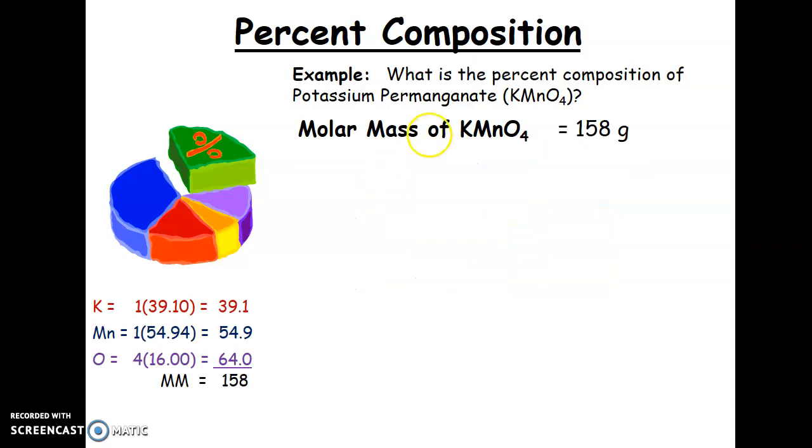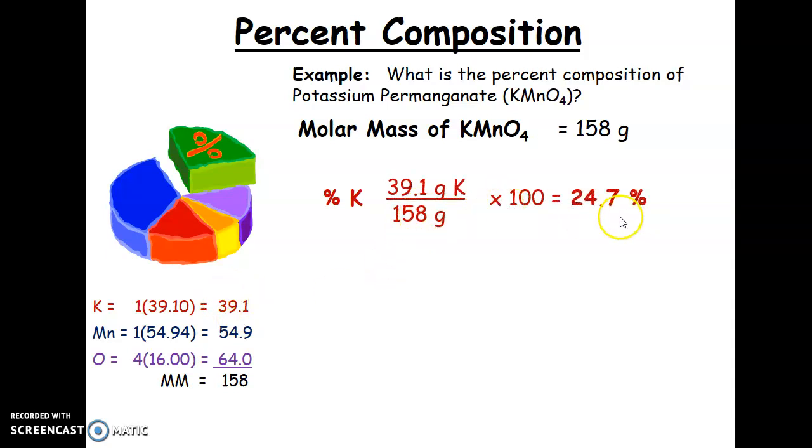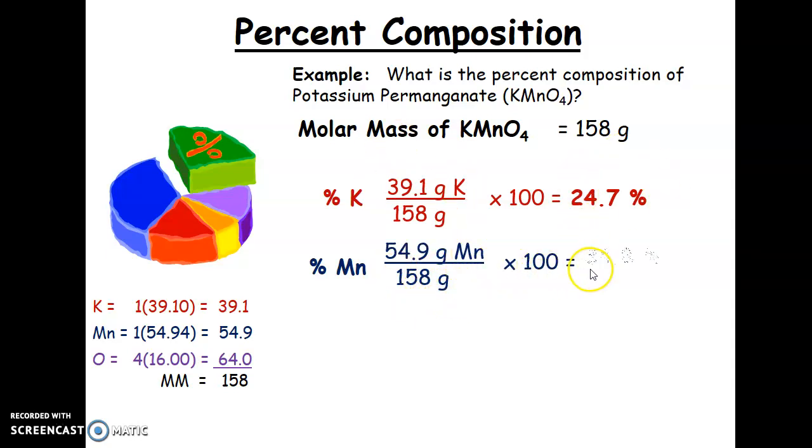Now we start with potassium. Potassium is K, which is 39.1 over the total, 158 grams, times 100. That will give us 24.7. All right. The next one is manganese. Manganese is 54.94 divided by 158, the total mass of the compound, times 100, which gives us 34.8.